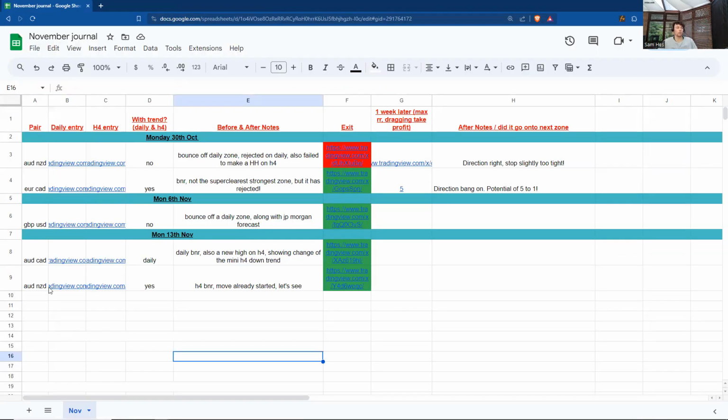Right, 2 more we're going to go through. So AUDCAD, it was with the daily trend, but obviously not the H4. It was a daily break and retest, also a new high on the H4, showing a change of the mini H4 downtrend, which you're going to see now.